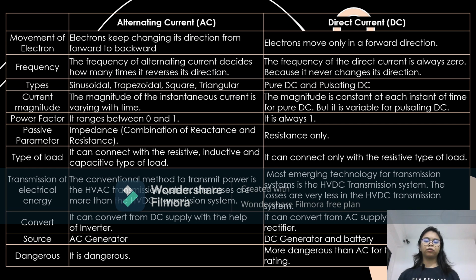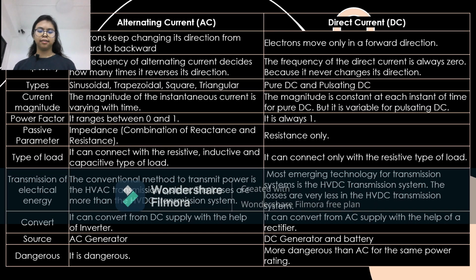The conventional method to transmit power is the HVAC transmission system. The losses are more than the HVDC transmission system. The most emerging technology for transmission systems is direct current. We can convert DC to AC with the help of an inverter, while using a rectifier, we can also convert AC to DC.